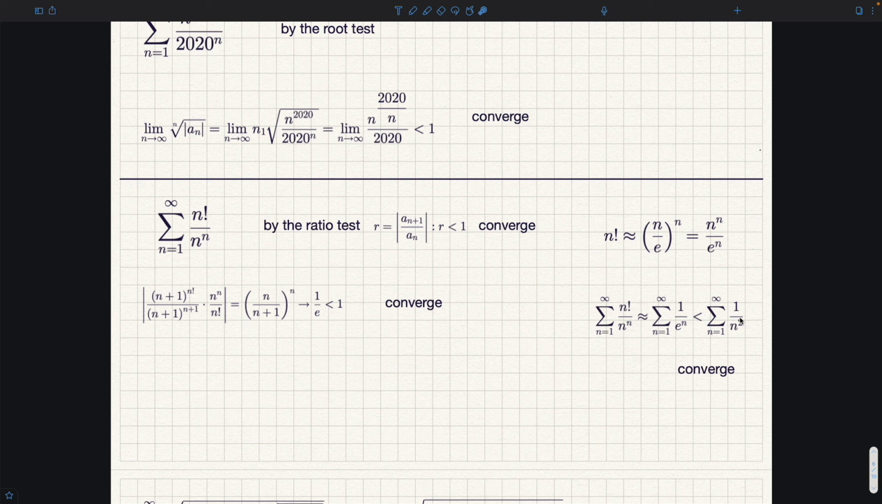It depends on your teacher if the teacher allows you even to use this approximation. Generally, this approximation is pretty good, but it depends on the teacher if he lets you or doesn't let you use it. But generally, it's easier to use the ratio test if you have to check something similar to this approximation.